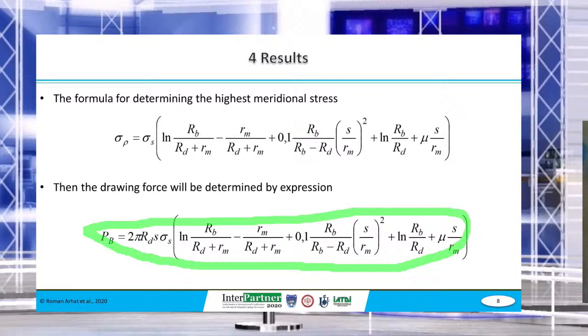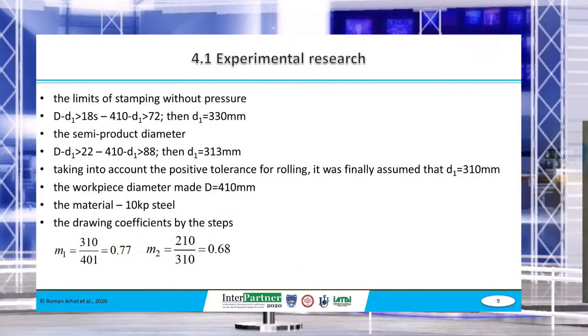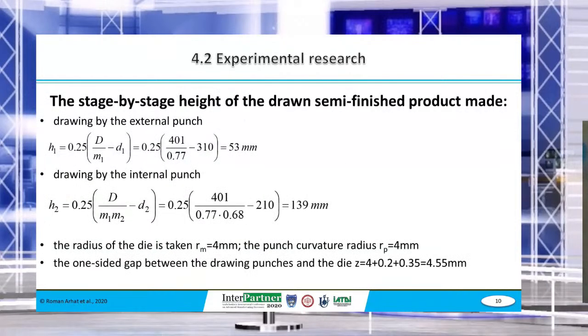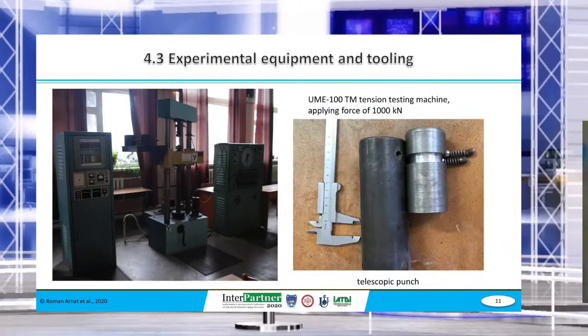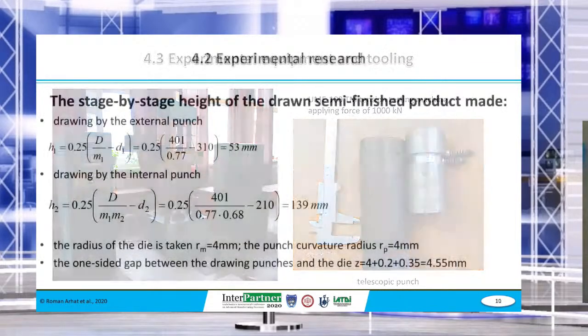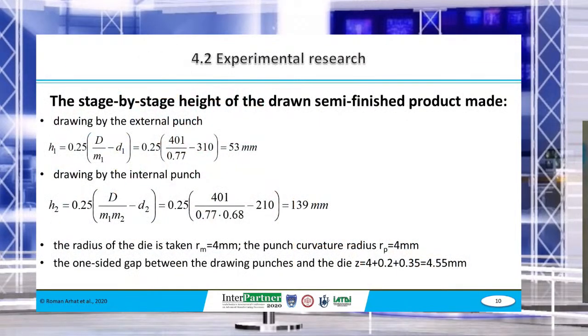Slides number 9, 10, 11, and 12. To verify the operation of the designed punch, experimental research was conducted. It aimed at measuring the drawing force of the proposed method and the operability of the dependencies. Slide number 13.